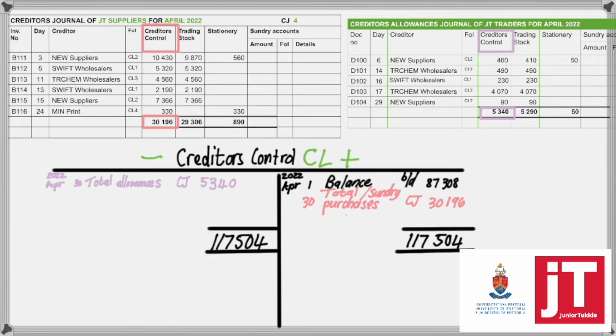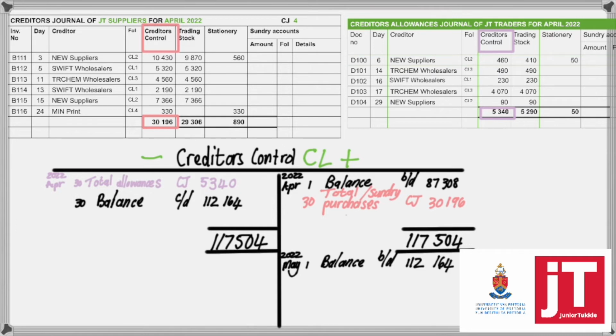And then all that is left over is to balance the account. So you total up and you see the credit side is the biggest. That total goes on both sides. Then you minus this 117,500 minus the 5,340 will give you your new balance carried down of 112,164, and then you bring it down on the opposite side. So from there you bring it down on the opposite side, May 1st balance brought down.